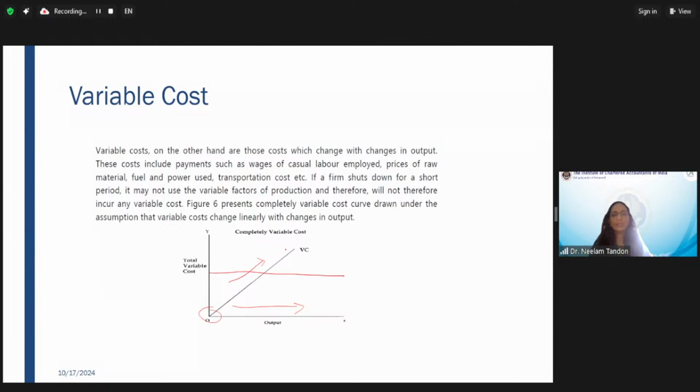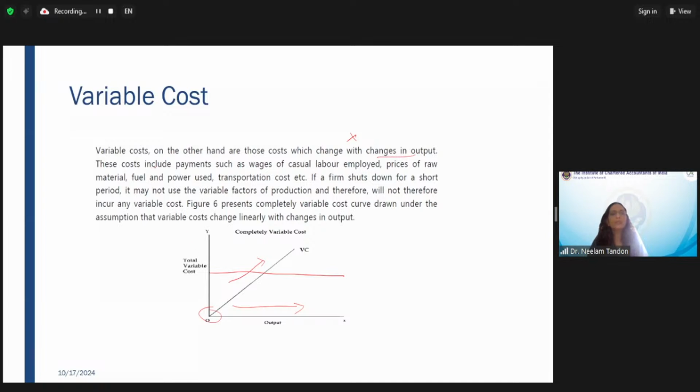जैसे आप प्रोडक्शन बढ़ाते जाएंगे उस केस में आपकी efficiency of production will decrease, and this is what it will make more steeper here. Okay, so the variable cost is the cost which changes with the change in output, जबकि fixed cost output के साथ change नहीं होती. That is why it is parallel to x-axis.